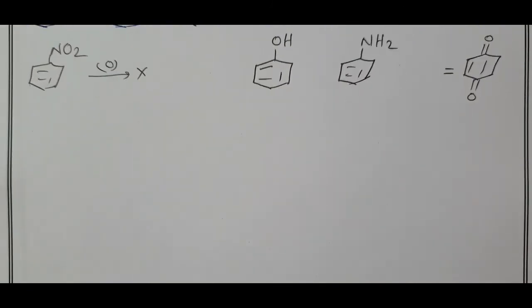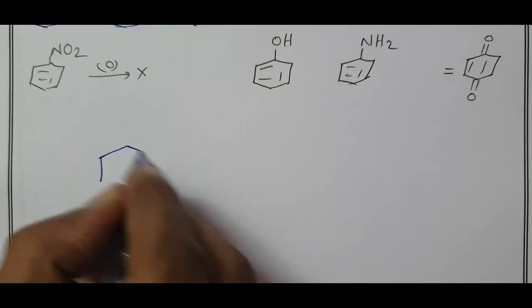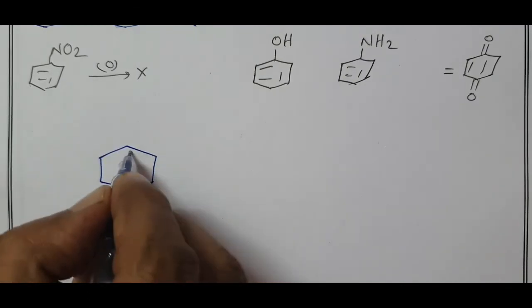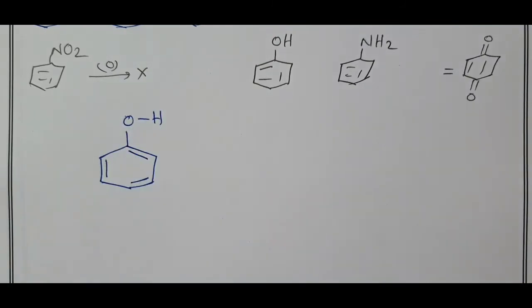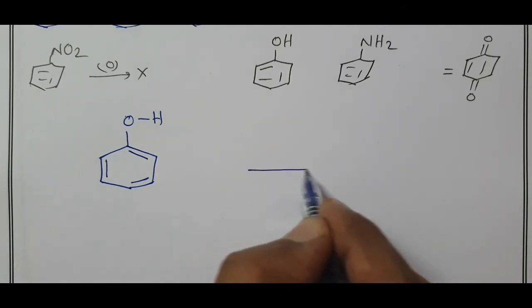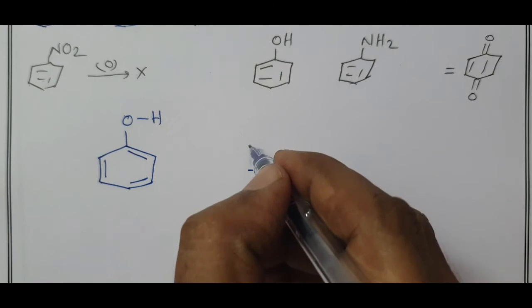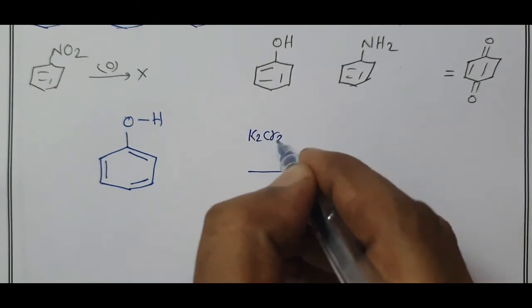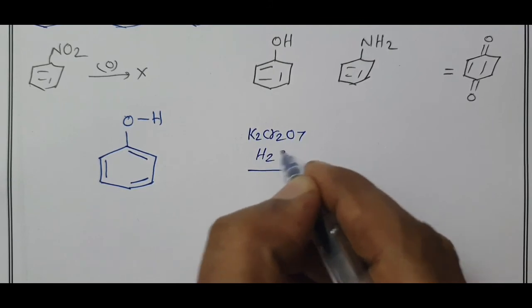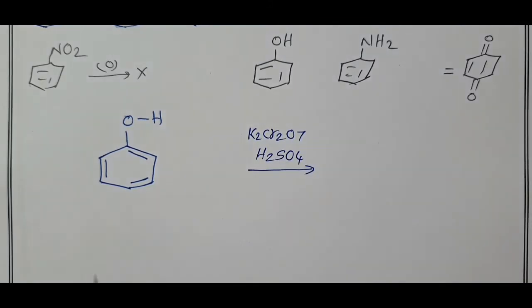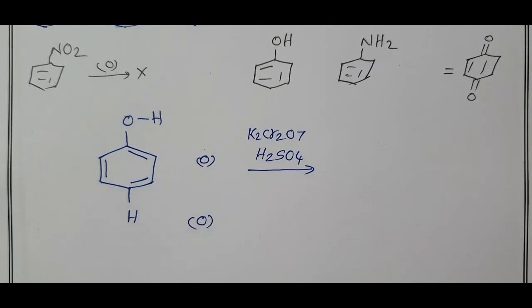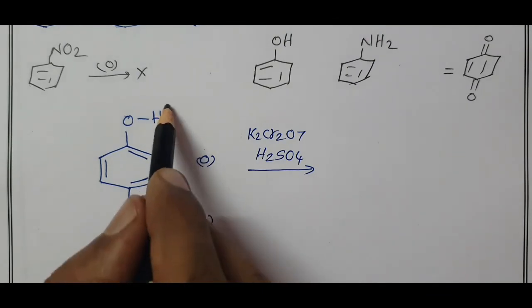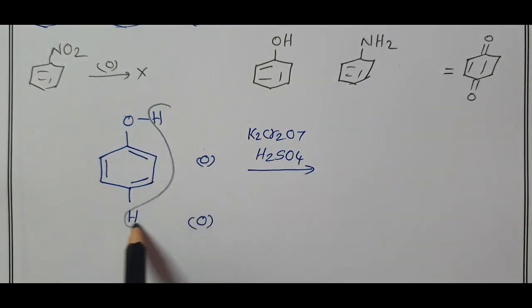Now come to oxidation of phenol, C6H5OH. Here you have 1 OH. The oxidizing agent used in this reaction is acidified potassium dichromate, K2Cr2O7, acidified with sulfuric acid. Now I remove one para hydrogen also. Addition of oxygen, removal of hydrogen is called oxidation. One H, another H, and oxygen is removed as H2O.